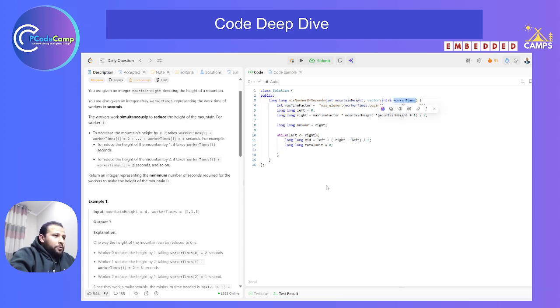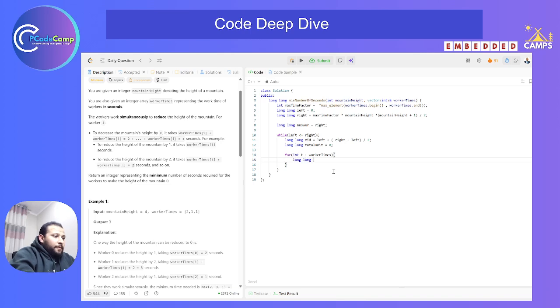This one I need inside the loop to make the for int i, for example, t not i, over the workers times. Okay, and after this iteration I will calculate the max work this worker can do in mid time.